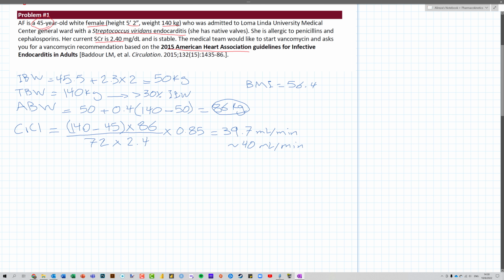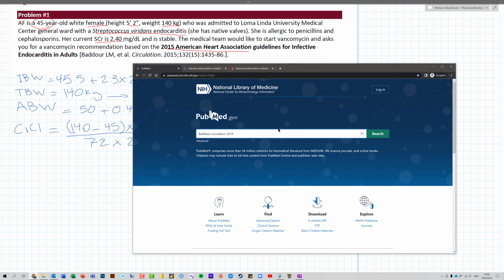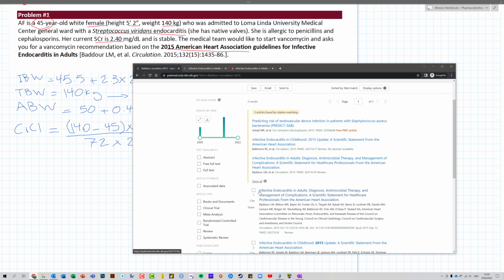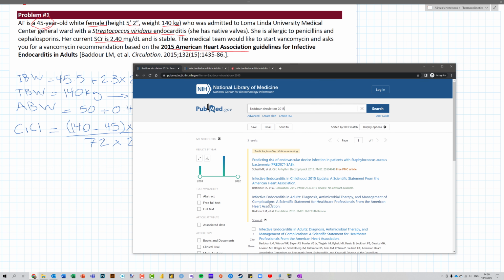Next, we need to know how to actually dose vancomycin based on 2015 American Heart Association guidelines. So if you go to PubMed and essentially just type the first author, so the author's last name is given to you here, Baddour, and then the journal name, Circulation, and the year of publication. That's a good starting point. So if you just search here, you will see that there are 3 top results. Of course, there are more results down there, but you will see that the third entry is the author's name and the journal name, and this is the guideline that you're looking for.